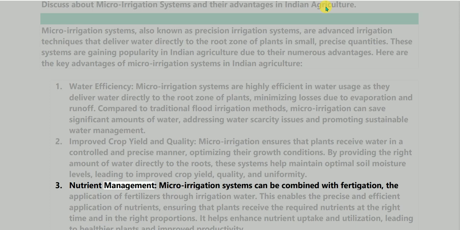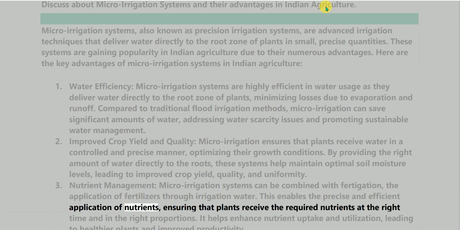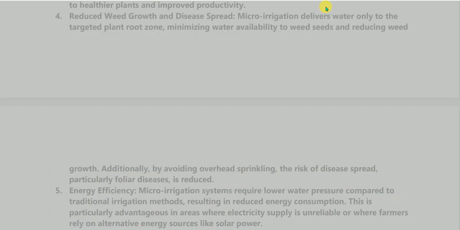3. Nutrient management. Micro-irrigation systems can be combined with fertigation, the application of fertilizers through irrigation water. This enables the precise and efficient application of nutrients, ensuring that plants receive the required nutrients at the right time and in the right proportions. It helps enhance nutrient uptake and utilization, leading to healthier plants and improved productivity.